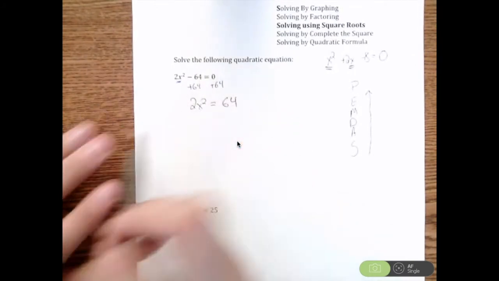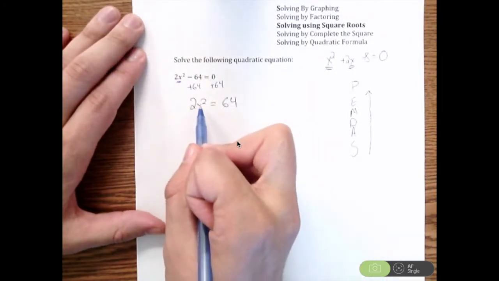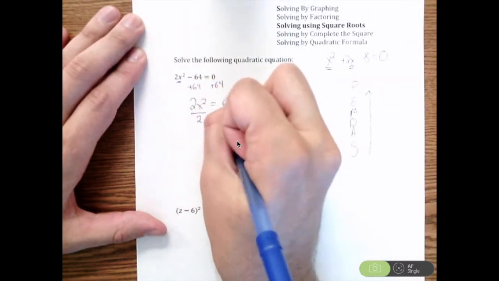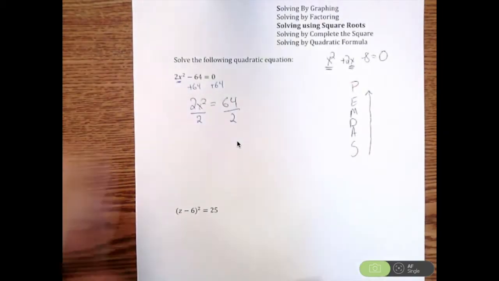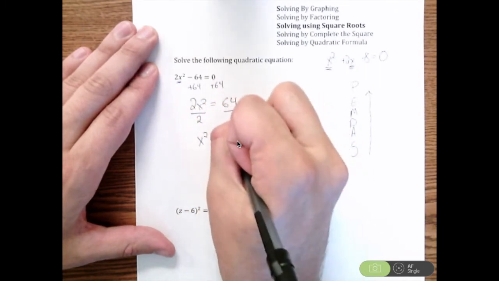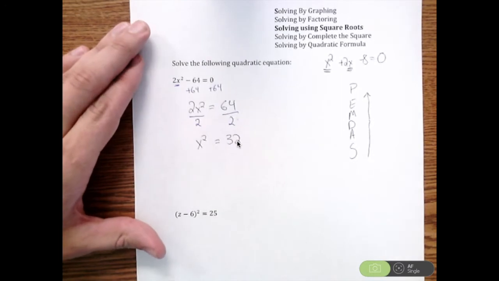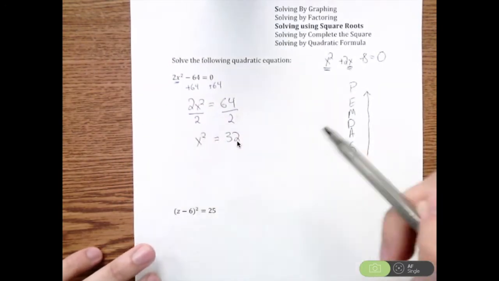After I got rid of that subtraction, the next thing I want to do is get rid of this 2, because that's 2 times x squared. The opposite of multiplication is division, so I'm going to divide both sides by 2. That's going to give us x squared equals 32, when you do 64 divided by 2. So now I'm almost to getting this x all by itself. I just have that square with it.